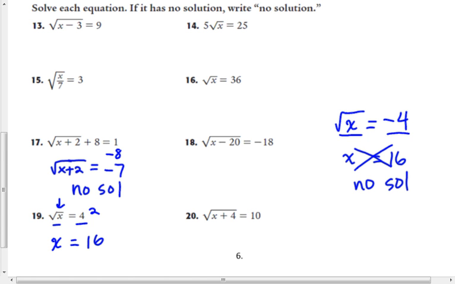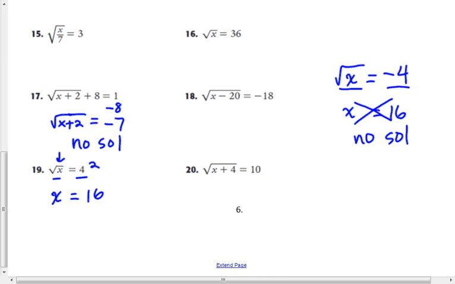Let's do one more equation here. We're going to do number 20. So you learn how to do that. Remember that a squared undoes a square root. So if I square this, I get x plus 4. If I square this, I get 100. So we want x plus 4 to equal 100. And we can just subtract 4 from 100 to get x. And that's 96. Not 0.96, but 96.